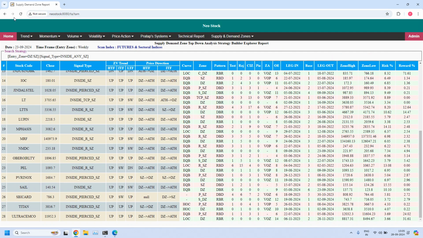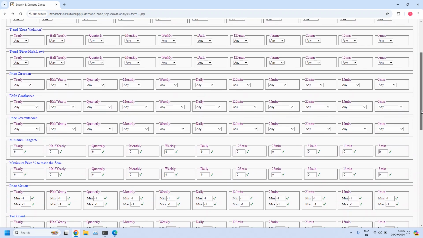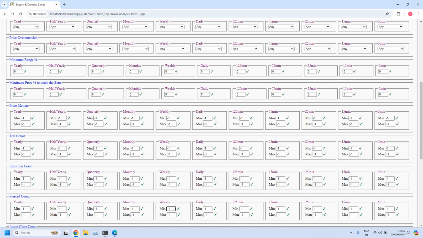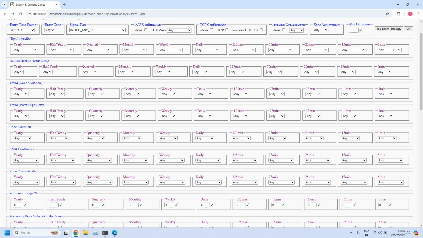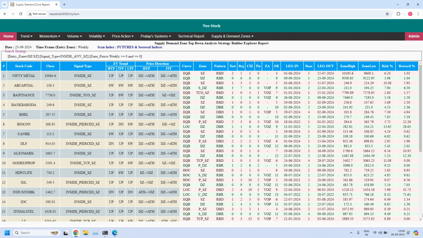If you don't want pierced weekly zones, we can add a filter. We have a pierced count. In the pierced count at weekly time frame, I am setting minimum value 0, maximum value 0. That means pierced count should be 0, that means zone is not pierced. Let's verify. See, now the list is reduced.